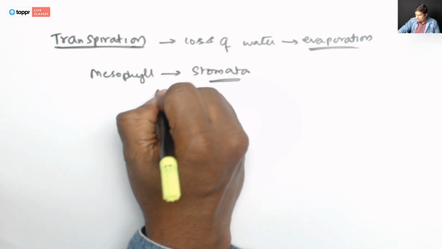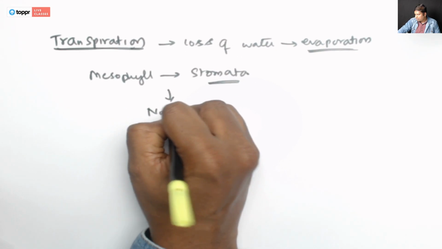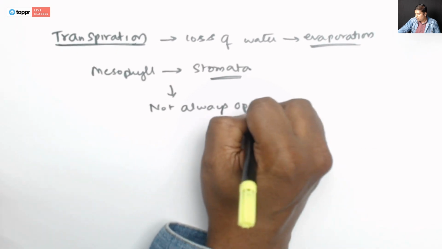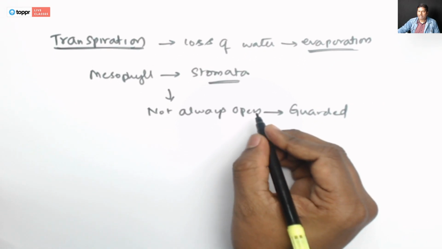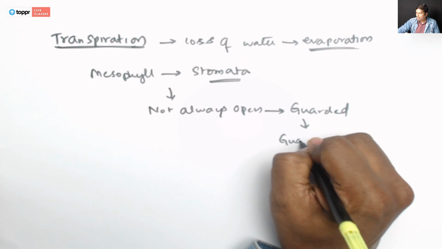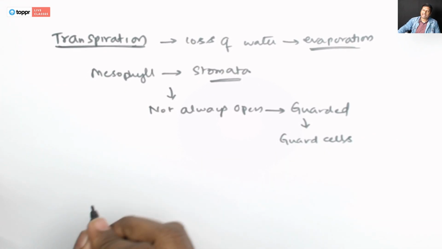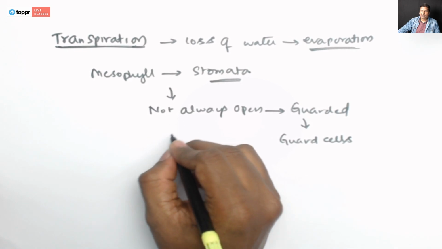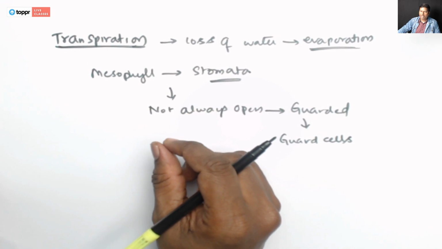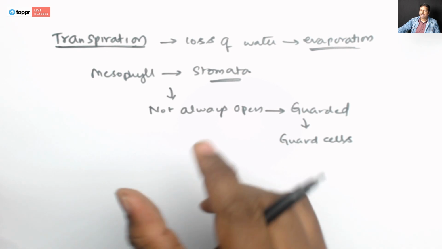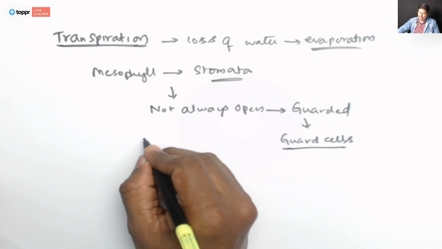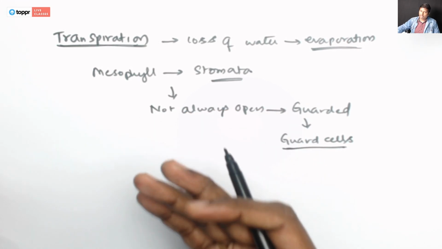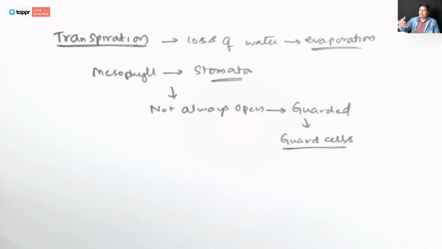But these stomata are not always open. These pores are not always open. They are guarded by cells called guard cells. A pair of cells will be there on either side of this pore. The stomatal aperture is actually guarded by the guard cells. Now if they are being guarded, how is the water vapor actually going out, or the carbon dioxide and oxygen coming in?